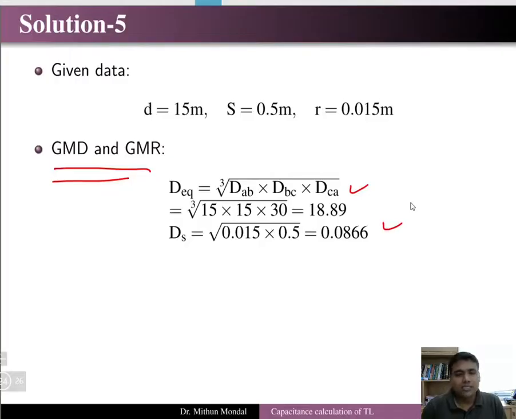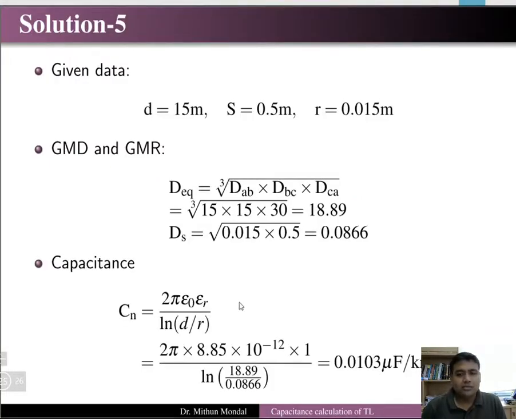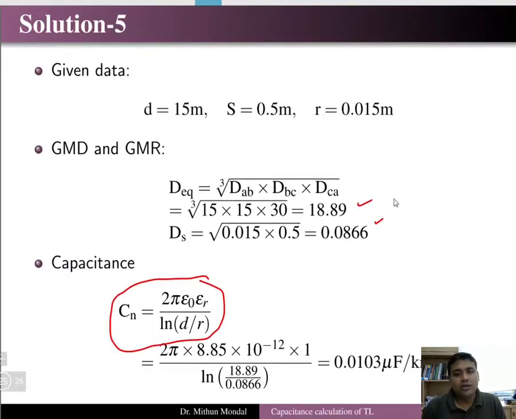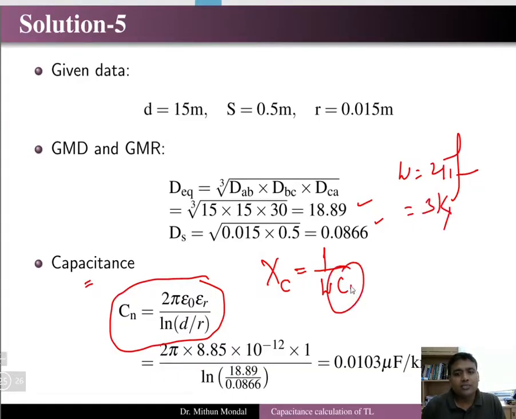So once GMD and GMR you obtained it, capacitance you can easily calculate 2 pi epsilon ln of D by R. This formula, put the GMD and GMR, you will get what is the capacitance, and in order to find the capacitive reactance Xc, you will get 1 by omega C, where omega is equal to 2 pi f. So frequency is 50 hertz, you will get 314, and the capacitance with respect to neutral, whatever you have found out, that you substitute, you will get the capacitive reactance of the line.